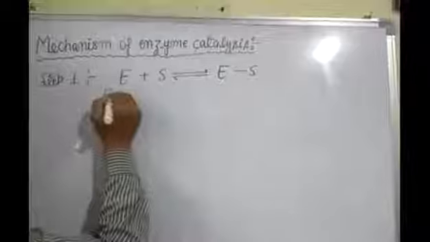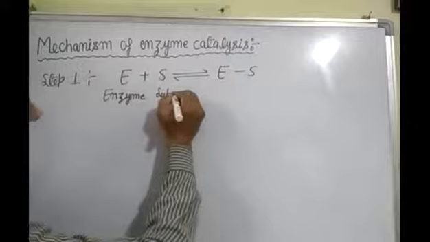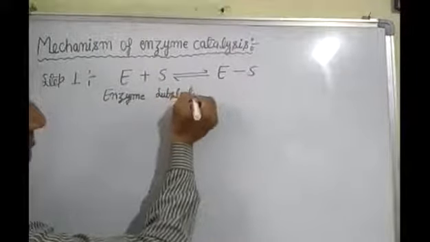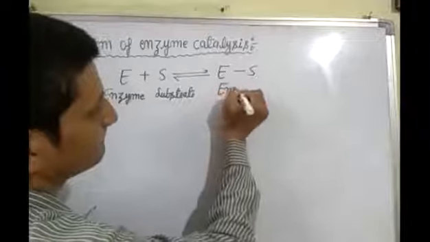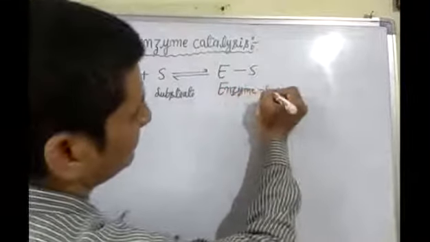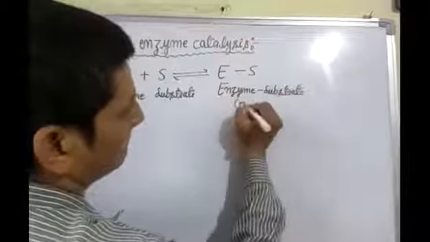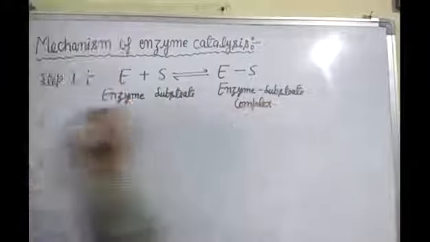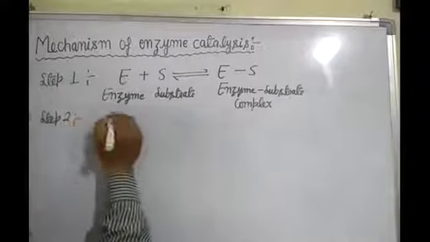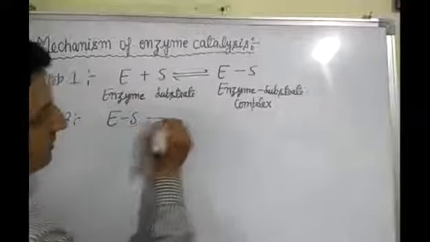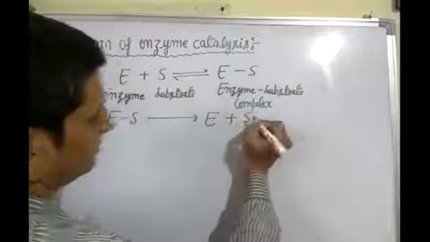This is enzyme. This is substrate. Binding of enzyme to substrate to form enzyme substrate complex. Step 2. Step 2 is enzyme substrate complex decomposes to give enzyme and product.